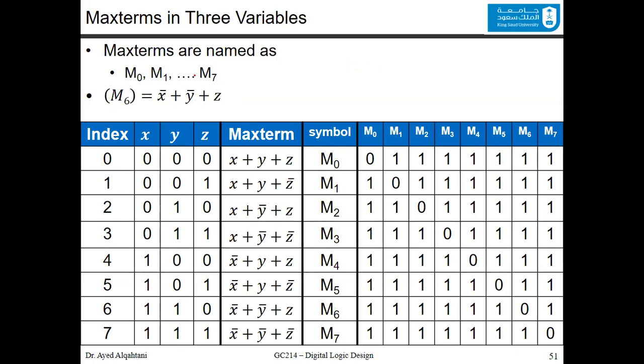The max terms, you could do the same thing, but now you think in an opposite way. The 0 will give you the normal literal, and the 1 will give you the term in its complemented form. So, for example, if we choose 6, the max term is x bar or y bar or z. And we order them in the same way, with the index from 0 to 7, and we call them M capital 0 up to M capital 7.